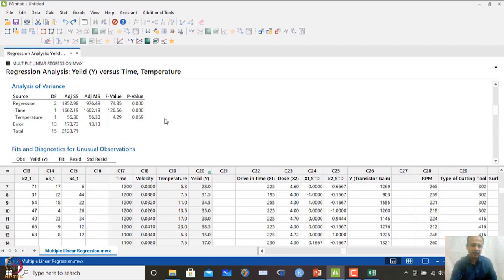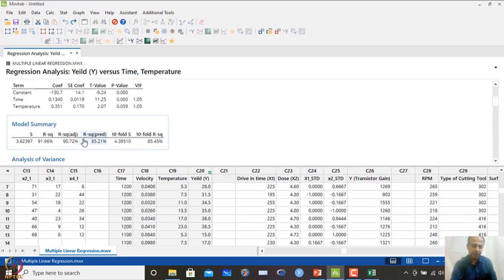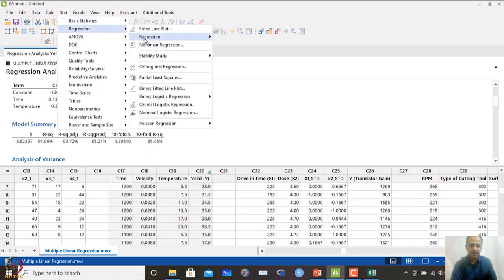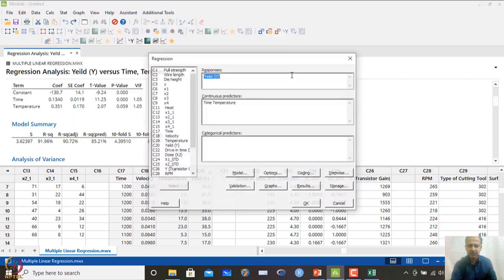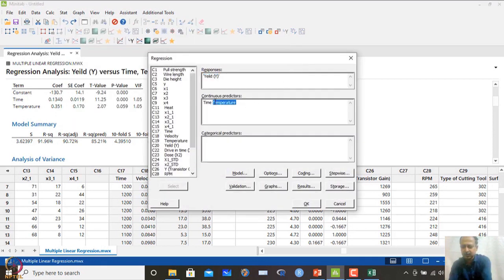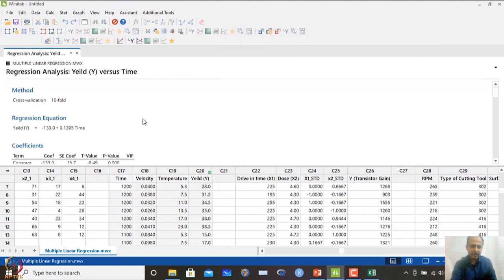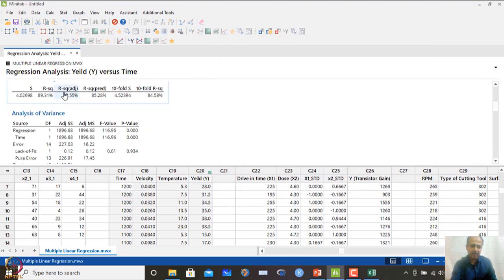If I consider only one variable, maybe R square adjusted will be low. So in case I consider one variable, time, as the only variable, we can do that. So fit regression model, and instead of temperature I will remove this one. Just keep a note of this: R square adjusted is around 90, this is around 85 R square predicted, and 10 fold cross validation earlier was around 85. So 90 and 85 approximately, that is the range we are getting. And when we do this here, you see R square adjusted is also lower than the earlier one.